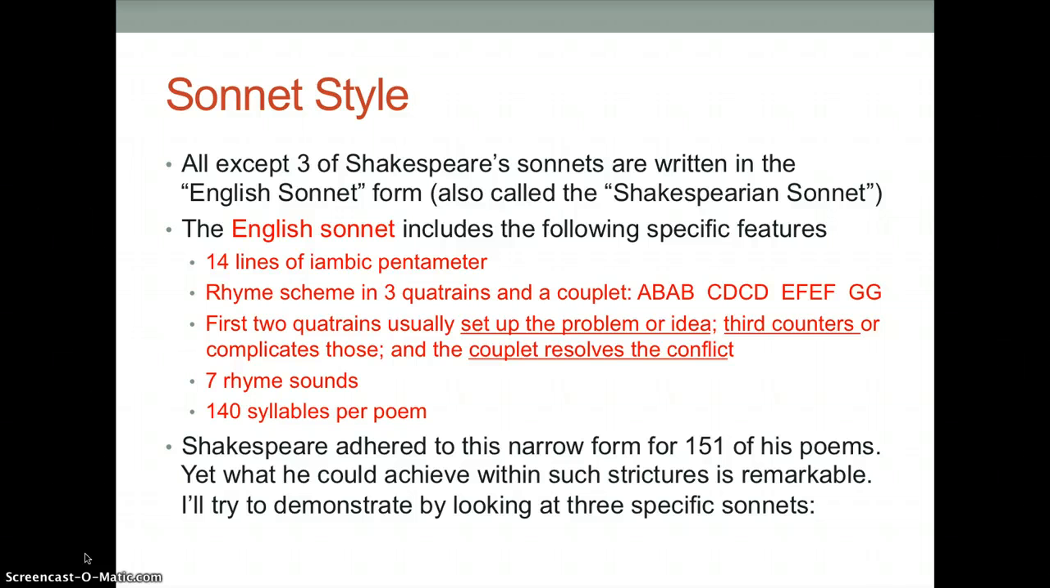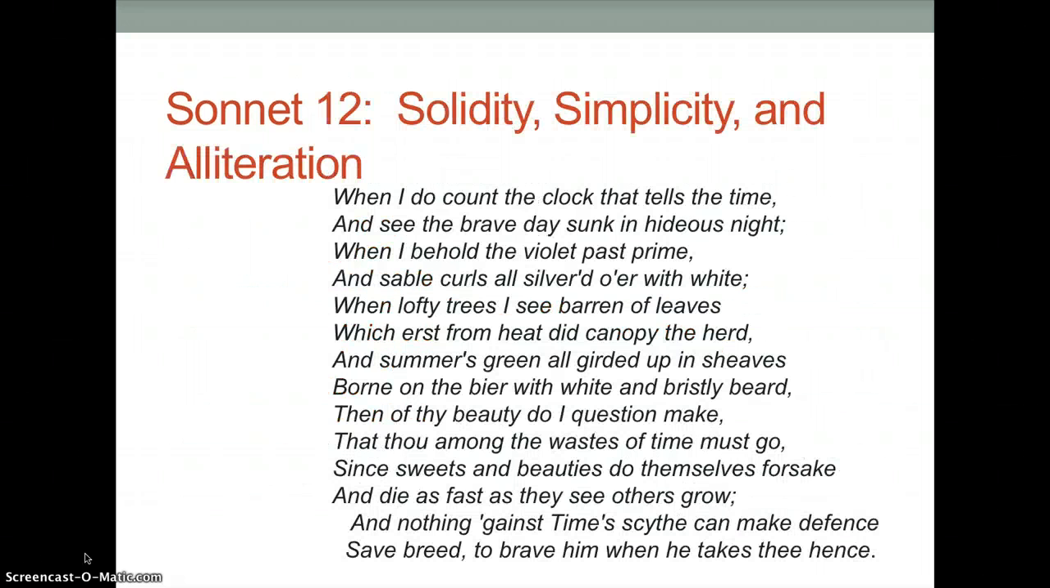The first 2 quatrains usually set up the problem or the idea, and the third counters or complicates those, and then the couplet typically resolves the conflict. There's 7 rhyme sounds and 140 syllables per poem, so you can see this is a very strict form, and Shakespeare followed it rather religiously for such a creative and restless playwright. So let's look first at a solid example of this form, Sonnet 12.